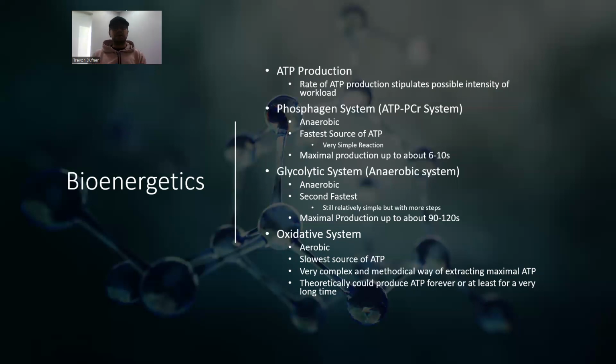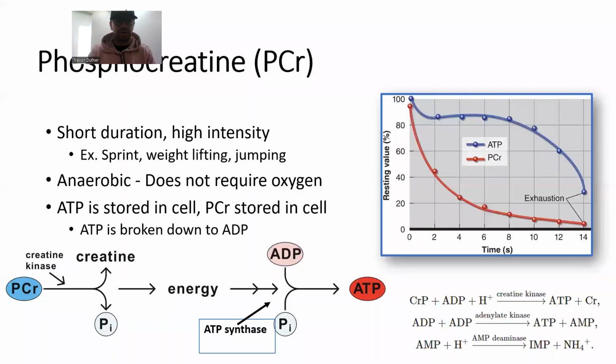We can use this to break down fats. We can use this to break down carbohydrates. It's our slowest source of ATP, but it is very complex and methodical, so it allows us to have the most efficient ATP production from our substrates, our macronutrients. So the first one here is the phosphocreatine system.